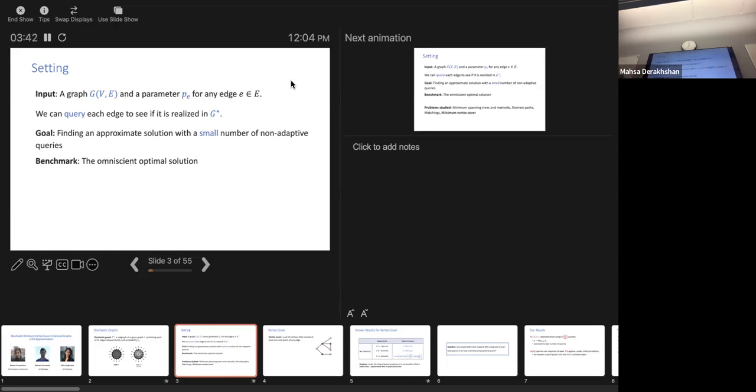The benchmark that we compare our algorithms with is the omniscient optimal solution, which is the solution you can find if you know the realization of all the edges in advance. So basically, we are interested in finding a sparse subgraph of G such that after querying only the edges of that subgraph, we can find a good approximate solution.